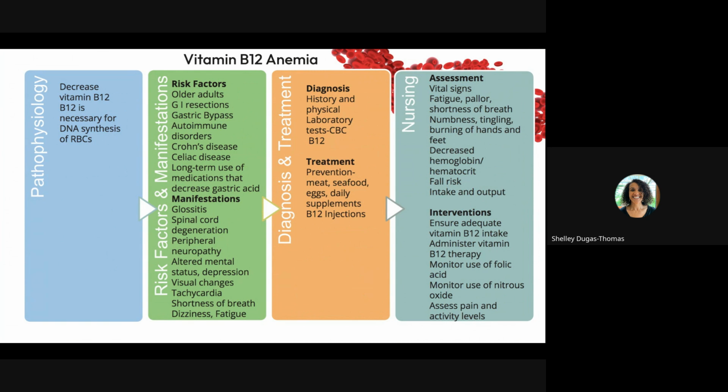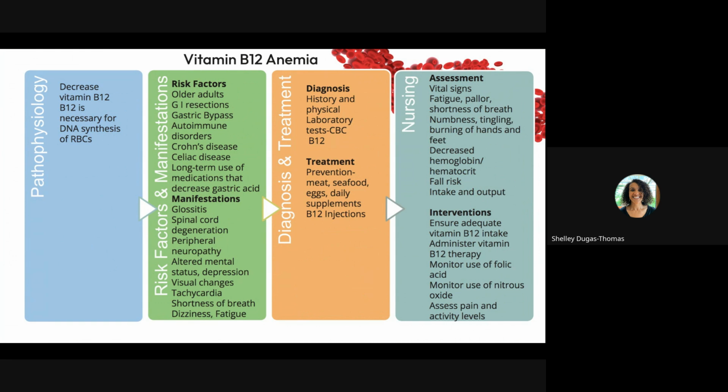The risk factors, especially in older adults, include individuals who have GI disorders, Crohn's disease, or celiac disease, autoimmune diseases like pernicious anemia or AIDS, alcoholism, malnutrition, long term vegans and vegetarians, and medications that reduce gastric acid like PPIs and H2 blockers. So, manifestations include, once again, fatigue, pallor, tachycardia, tachypnea. Neurological, you may have numbness, tingling, confusion, mood changes. Severe cases, you may also see peripheral neuropathy or cognitive impairments.